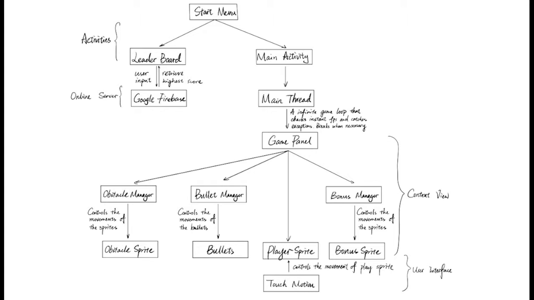The main activity is where the game takes place. It is run with a main thread, which is an infinite game loop that checks instant FPS and makes sure that it's never above 30 FPS and catches exceptions and breaks the loop when necessary. Its context view is set by GamePanel, which is a class inherited from Surface View class. It has managers that manage the movements of sprites and different sprite classes that have important information of the sprites we draw on the canvas. Next, I'll show you a quick demo of our app and go into details.